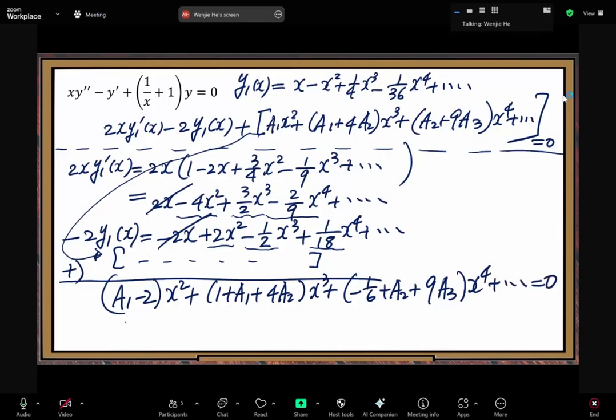Okay? All right. So capital A1 equals 2, A2 equals negative 3/4. Then 1 minus 3/4 plus 9a equals 0.